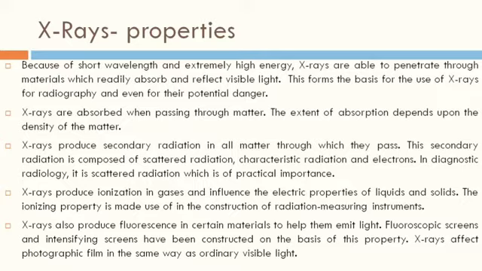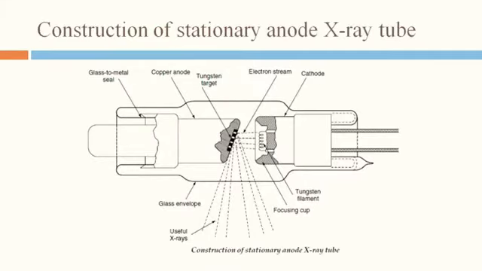Next we study the construction of the stationary anode X-ray tube, which is used to produce X-rays. On the slide you can see a block diagram of the construction of a stationary anode X-ray tube. Before studying the construction, we should first know why we study this. The anode X-ray tube is simply used to produce X-rays.